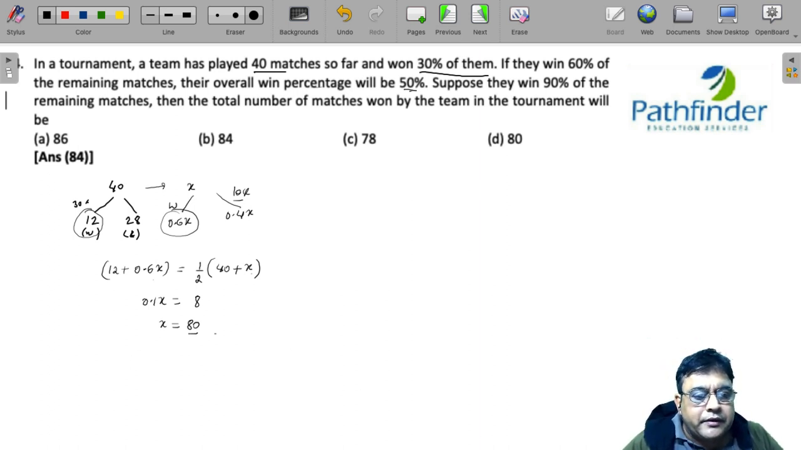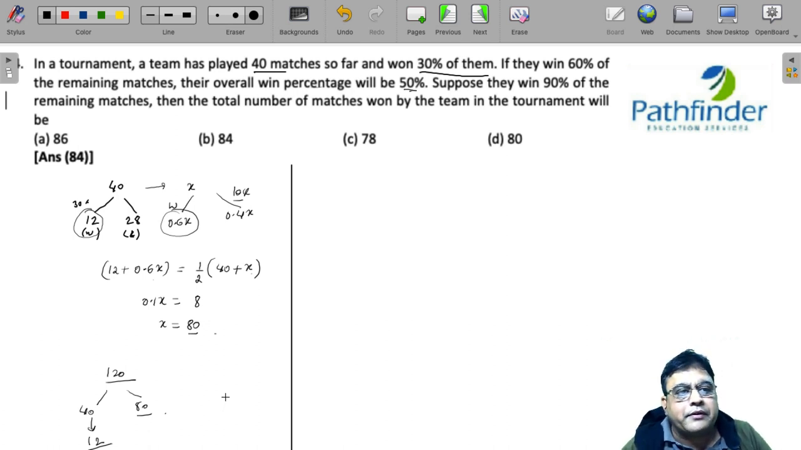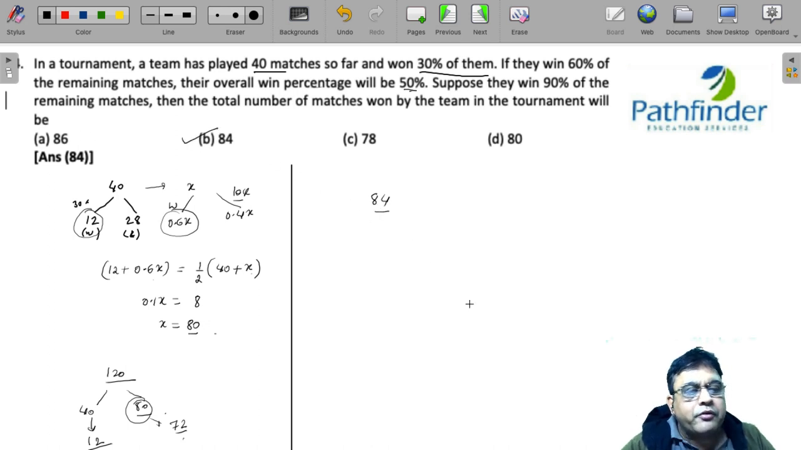So obviously, this particular team played 40 plus 80, that is a total of 120 matches. So 40 initially and 80 later on. Of these 40 matches, they've already won 30%, so 12 matches they've already won. Now, if they win 90% of the remaining matches, so of these 80 they win 90%, that is, they win 72. Then the total number of matches won by the team in the tournament will be 72 plus 12, that is 84, which should be your answer. Easy question, really.